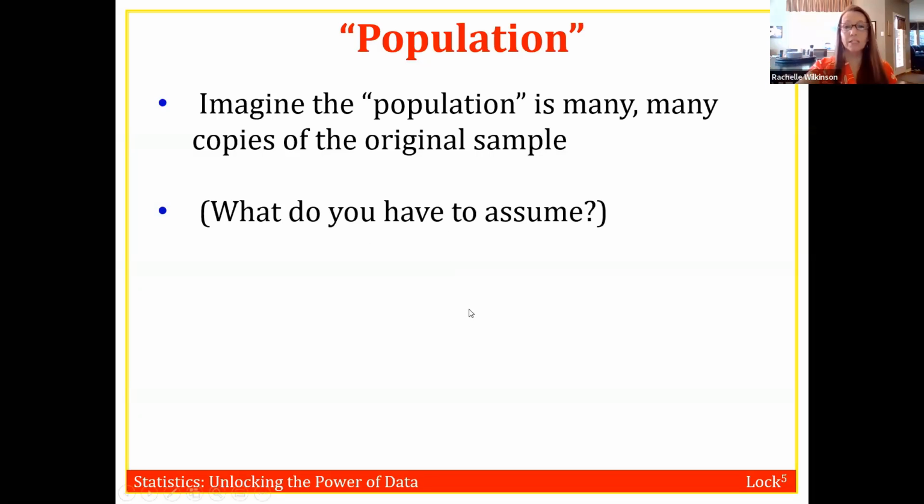Of course, doing this, we have to assume that we are taking random samples, because the only way we're going to get an unbiased sample is by using a random method to select our sample.